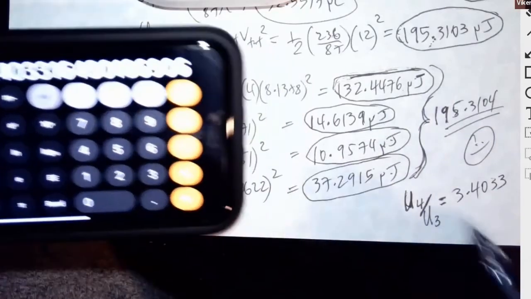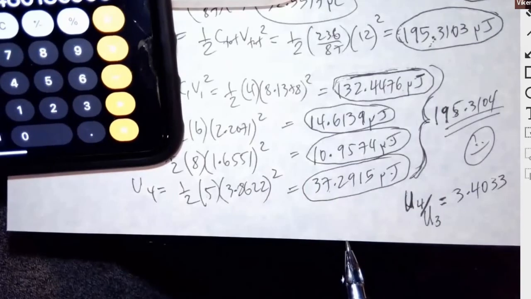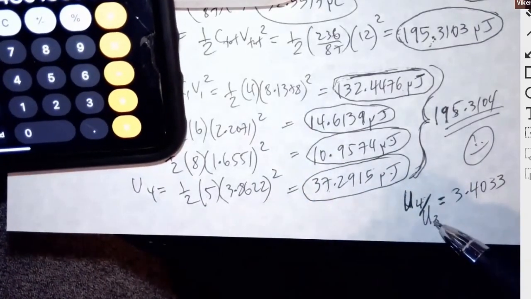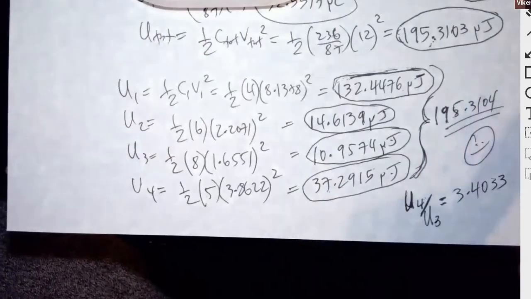Right, so capacitor 4 has 3.4 times the energy. So let's say for some reason I wanted this one to have 4 times as much energy as that, to store 4 times as much energy. So what would I have to do?